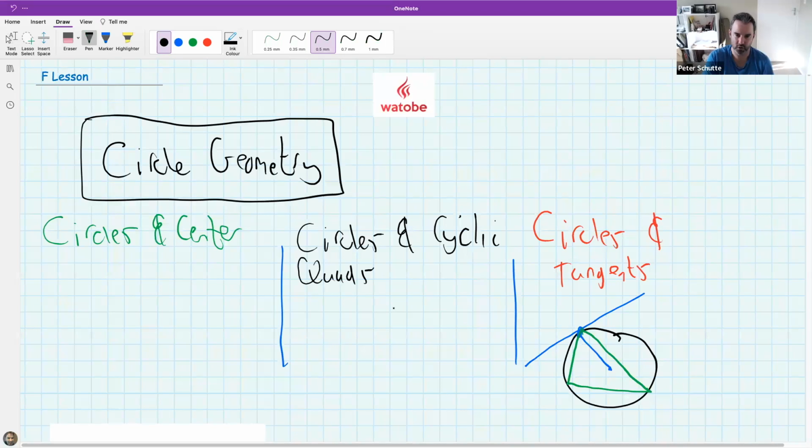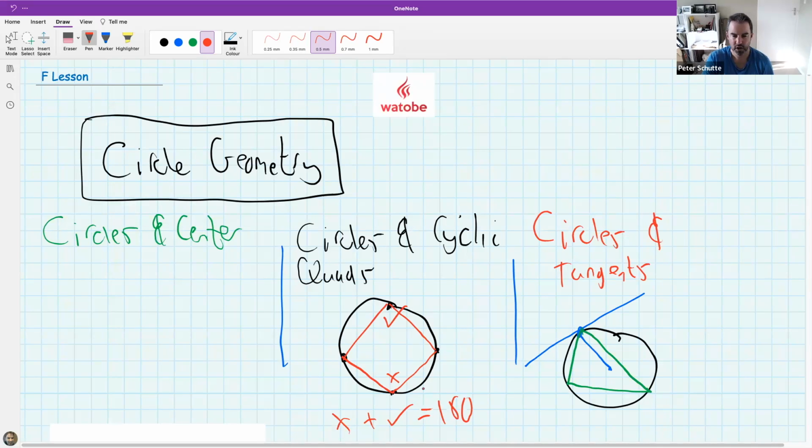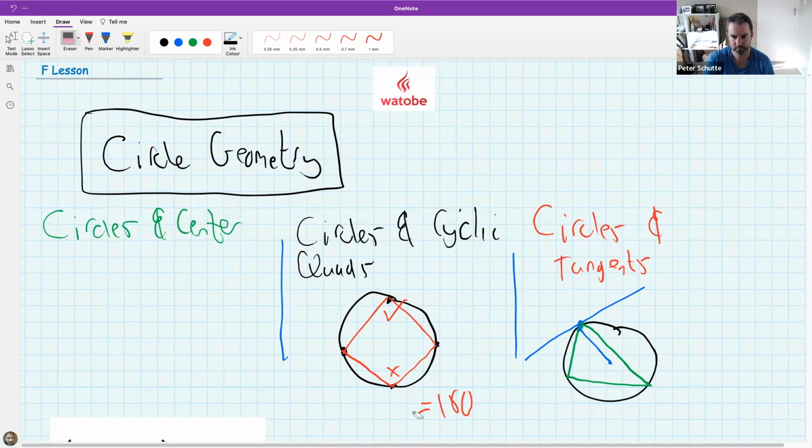Or in circles and cyclic quads, you're looking to see, well, is there a cyclic quad? And what's the cyclic quad? It's just a quadrilateral where the four vertices are on the circumference. And you need to know that in a cyclic quad, the opposite angles add up to 180. Or you also need to know that if you have an exterior angle of a cyclic quad, it's equal to the interior opposite, which is here. And there are a couple of other ones.